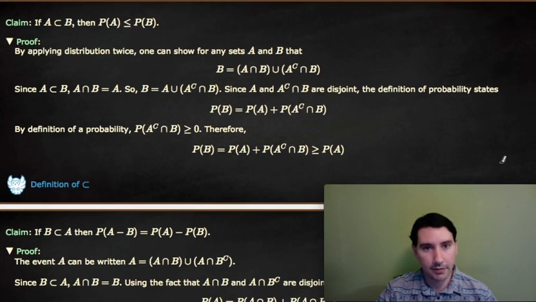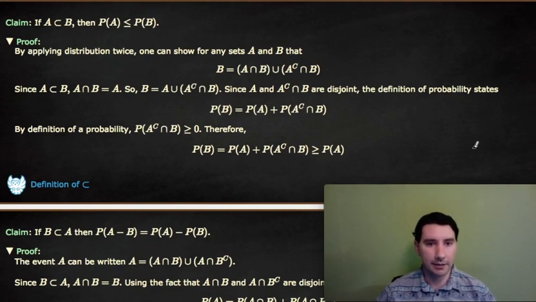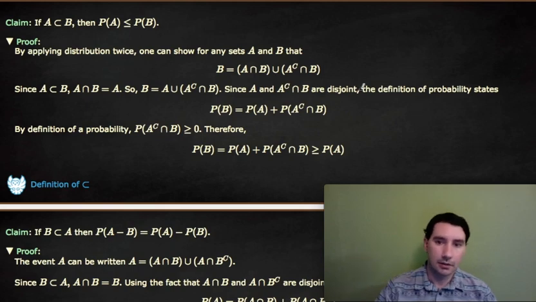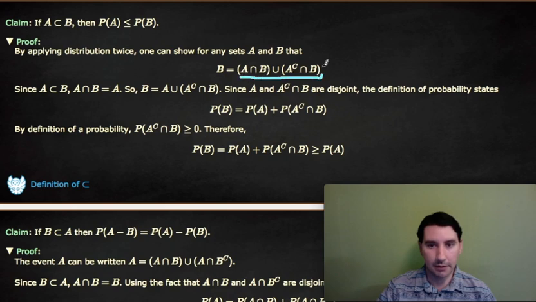Next is an order relationship. So if A is a subset of B, then the probability of A is less than or equal to the probability of B. So if we apply distribution twice, you can show that, which we used above, that B is equal to B intersect A union B intersect A complement. So everything in B is either in A or it isn't.